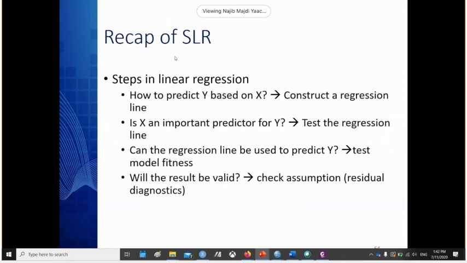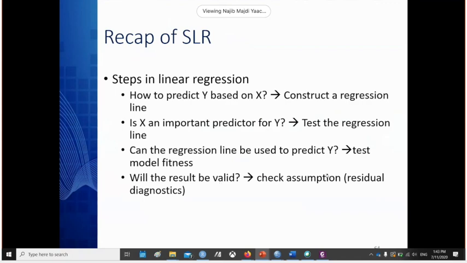In summary, the steps in modeling a linear regression model. First, to answer the question of how to predict Y based on X, you construct a regression line. You need to determine whether X is an important predictor of Y or not. You test the regression equation. Can the regression line be used to predict Y? You test the model fitness. Will the result be valid?